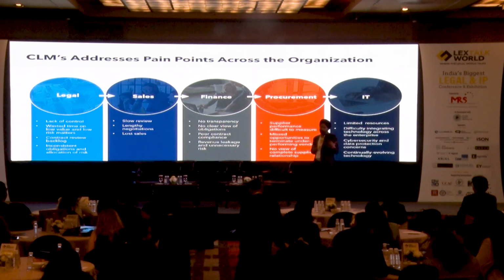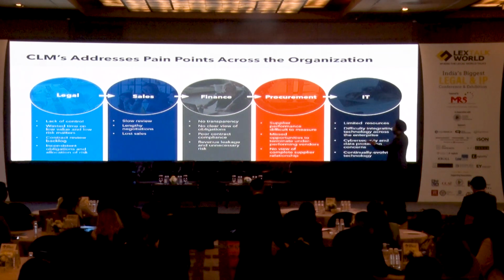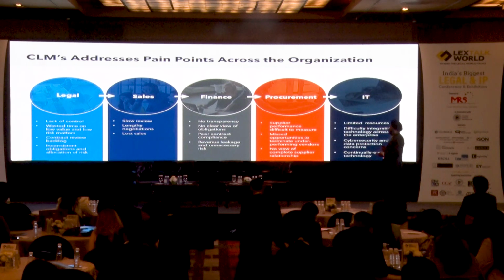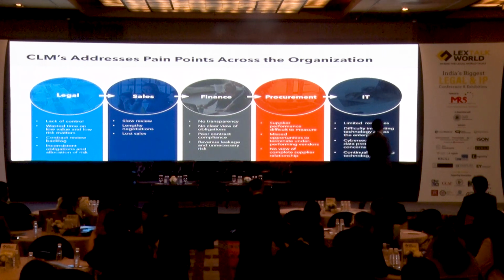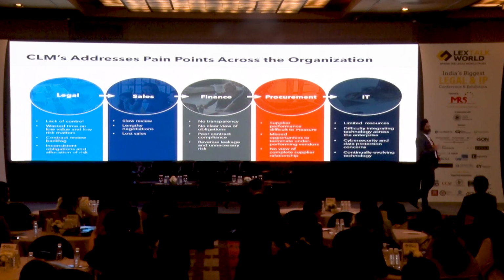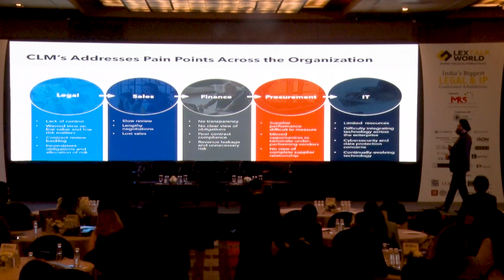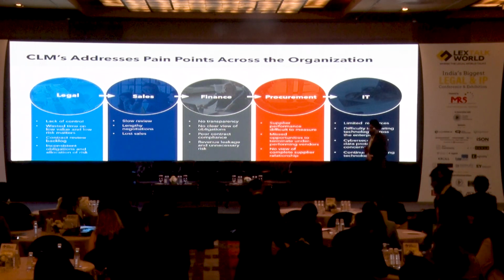These are certain pain areas. We have already discussed a few. But if you see, different departments, all of them have few pain areas when it comes to contracts. Legal will say they don't have control, they waste a lot of time. Sales will say that legal team is taking a lot of time in review. Finance will say that we don't have transparency. IT will say that I don't have ample resources to take care of your contract management. And Agiloft can take care of all of them, all the problems at once.